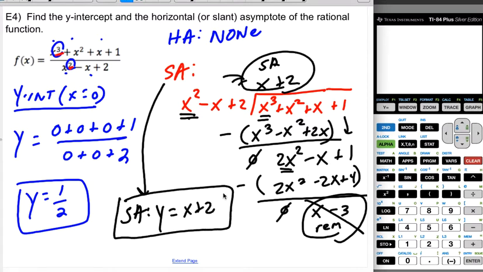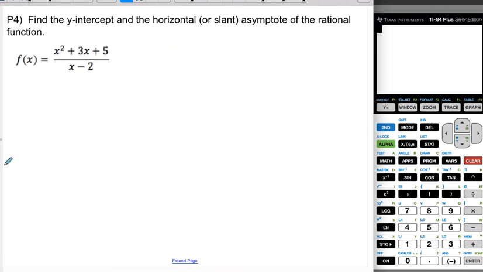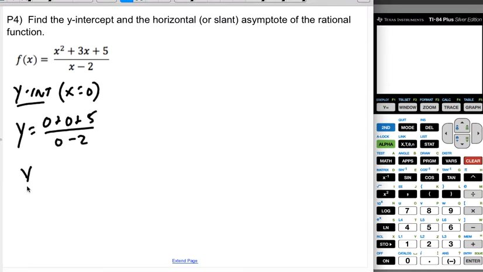So I don't care about the remainder. I don't care about anything else. I just care about the quotient for the slant asymptote. All right, go ahead and give that a try. For P4, you're going to do the same exact thing. I would suggest that you start with the y-intercept because it's easier. The y-intercept, which is when x is 0, is going to be y equals 0 plus 0 plus 5 over 0 minus 2. I get y is negative 5 halves.